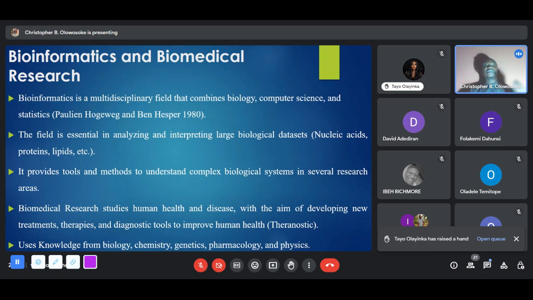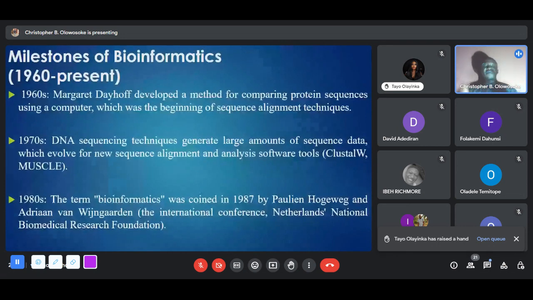So going to the next thing, the milestone of bioinformatics. Now, while previous work has been done during the traditional era, the milestone that led to the coining of bioinformatics started in the year 1960. That was when Margaret Dayhoff was able to develop a method for comparing protein sequences. Now, let's say she was conducting research in a lab, and she's working with protein sequences, DNA sequences.